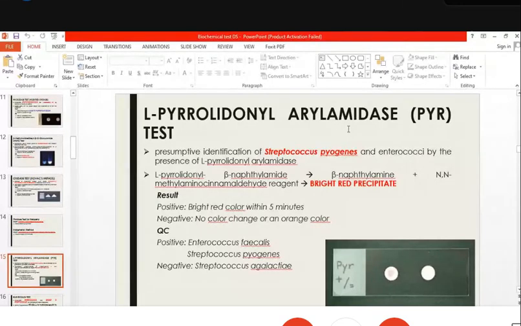Game na, Tam. Ano yung enzyme mo? We're still on enzyme test. So, anong enzyme mo? Ano ang mag-hydrolyze ng iyong L-pyroglutamic acid beta-naphthylamide impregnated into the test disc?